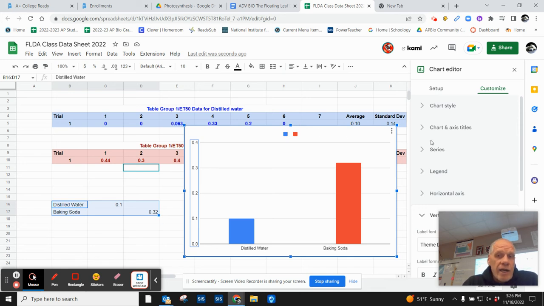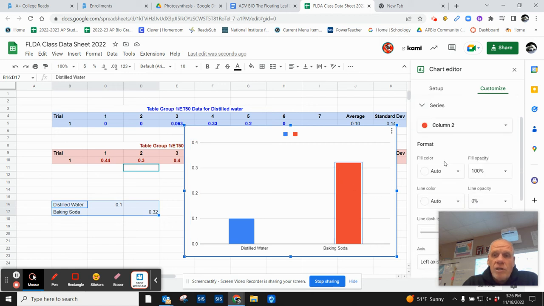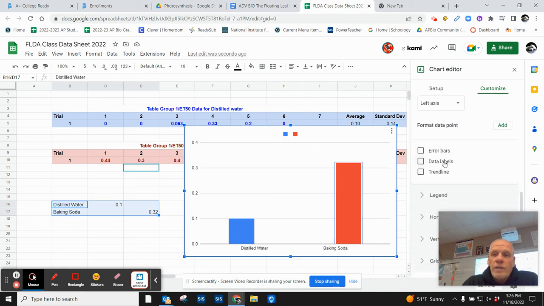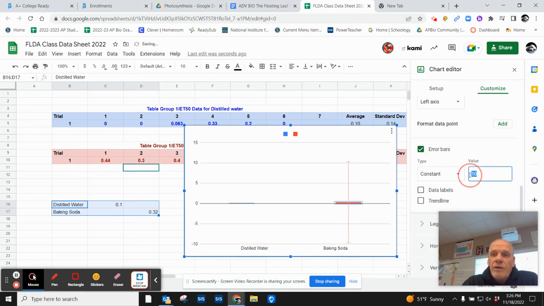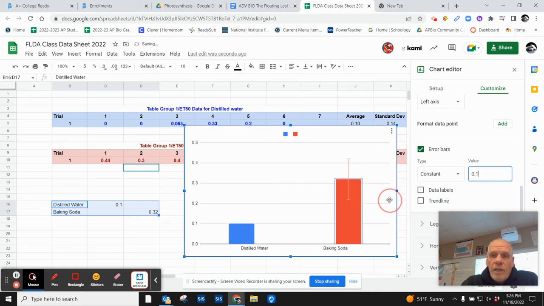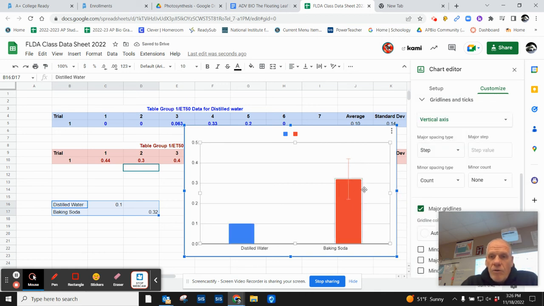And you can add error bars. Remember how we add the error bars. We have to go to the series. We have to scroll down till we see error bars. We have to change it to constant. Okay, and then we have to change our error bars. I think 0.1 was our error bar, and there are my error bars on that particular graph right there.